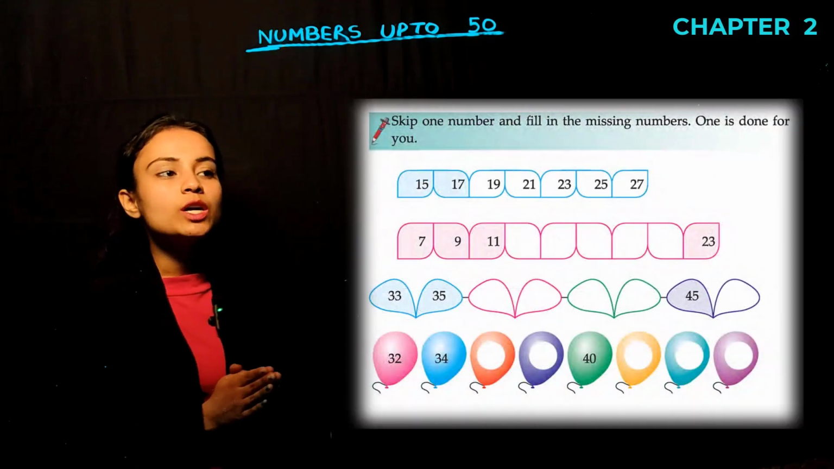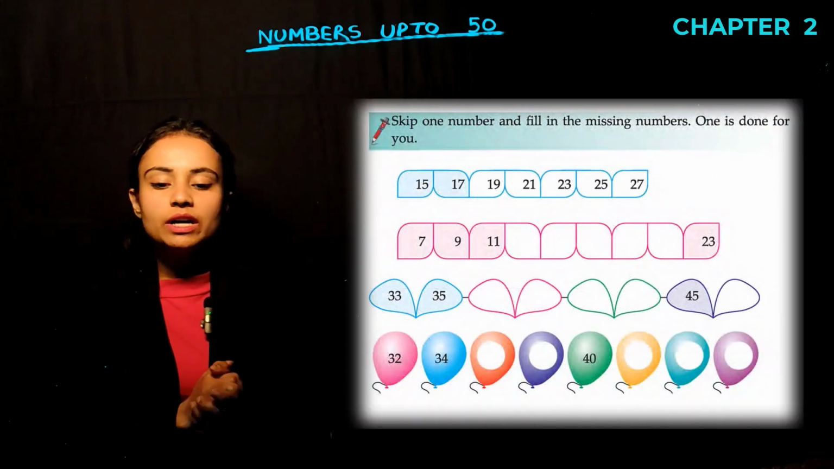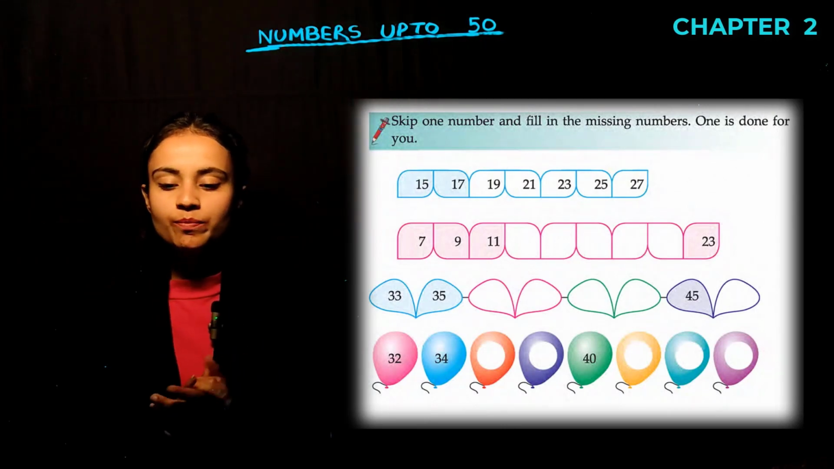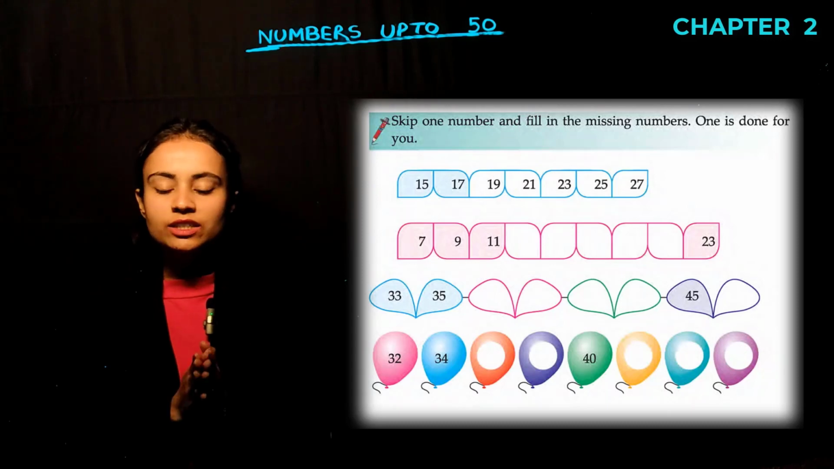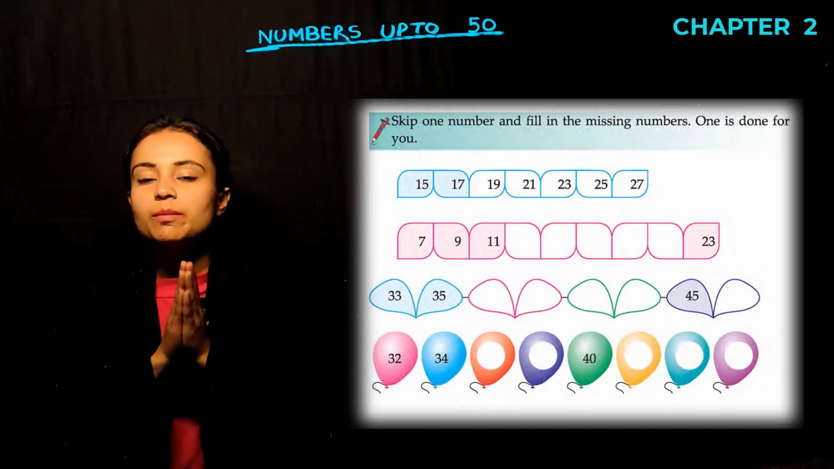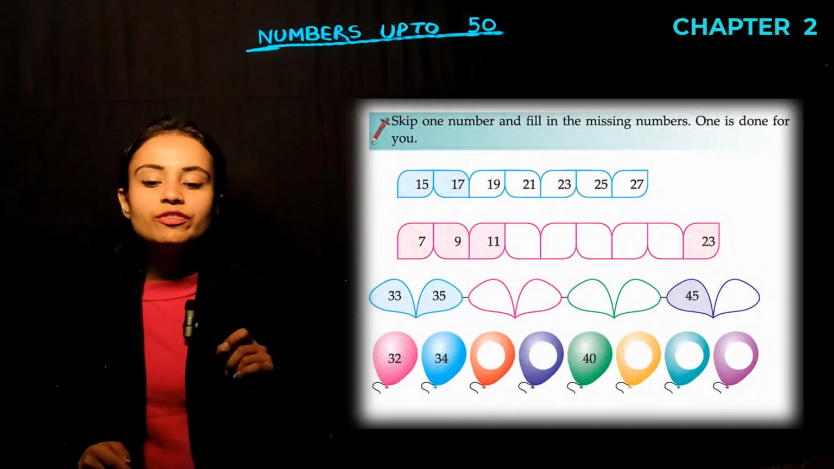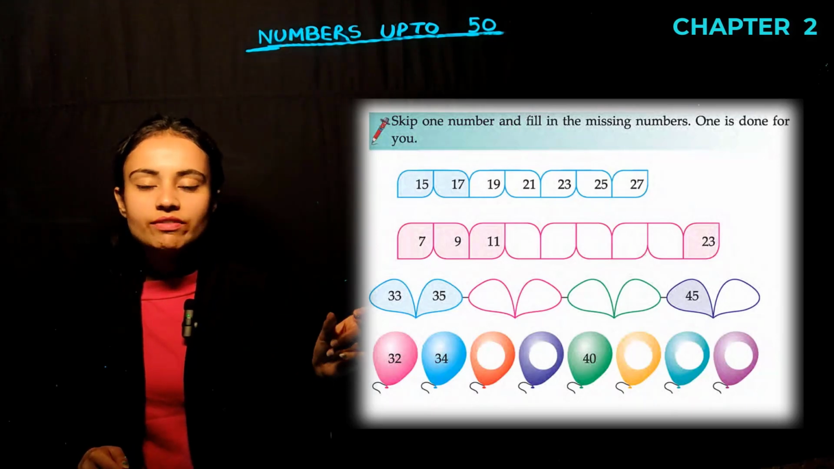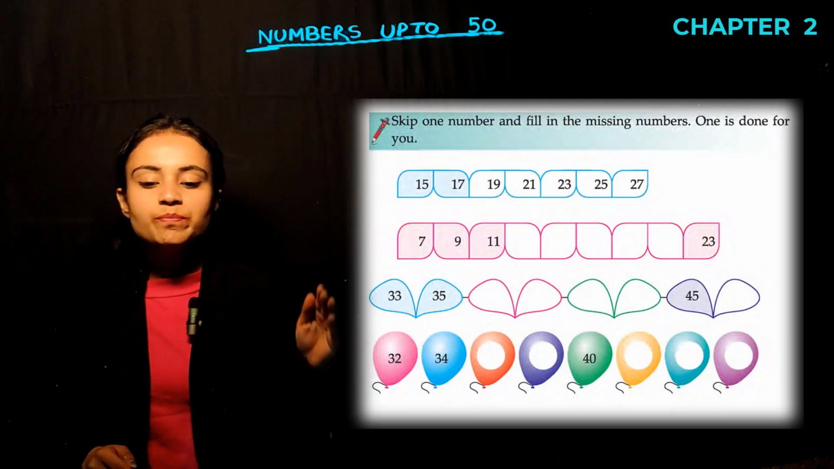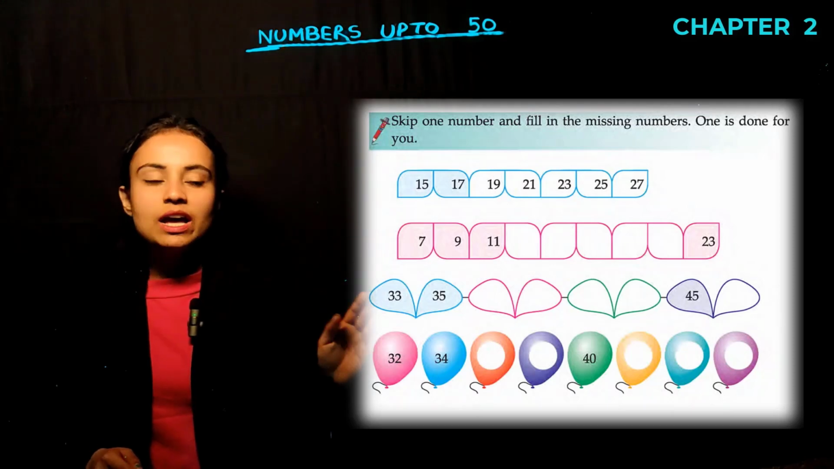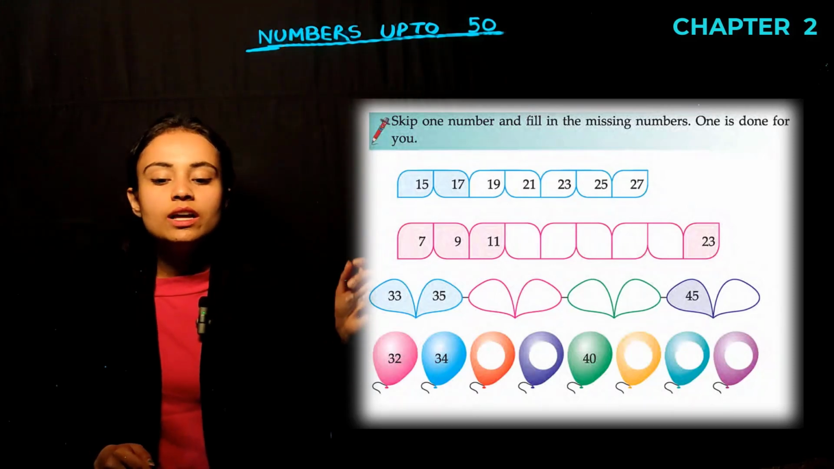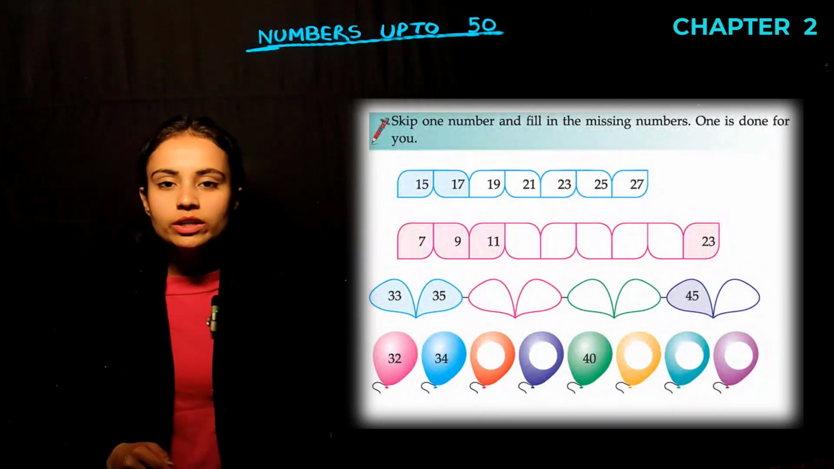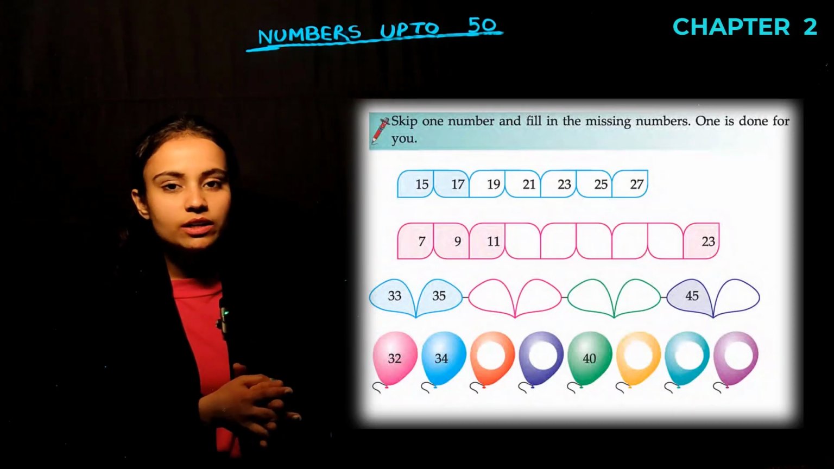So here comes a question. Skip one number and fill in the missing numbers. One is already done for you. Let's see the first part. Here the first number written is 15. Then after that they have skipped one number which is 16 and written 17. Similarly, 18 has been skipped and 19 is written. Then 20 is skipped, 21 is written and so on. In a similar manner, the rest of the numbers are written.